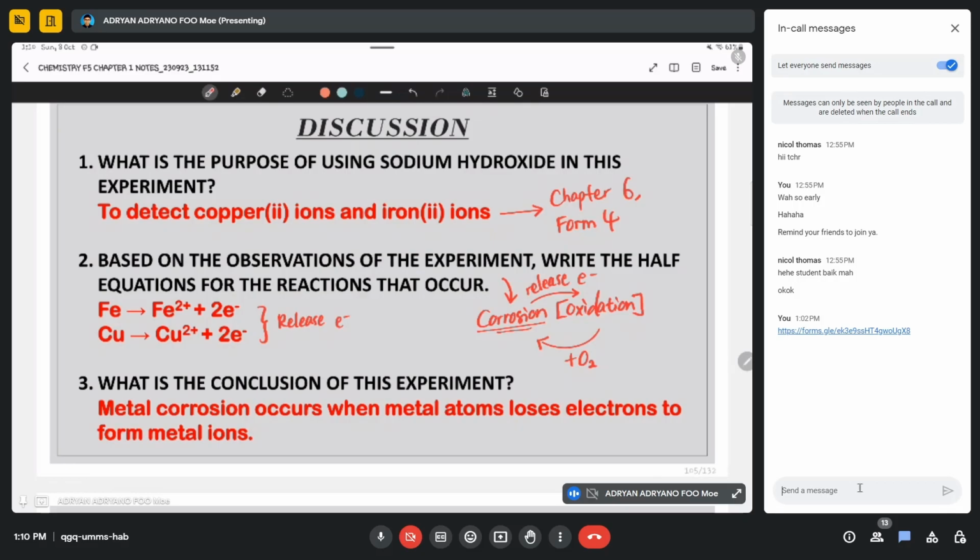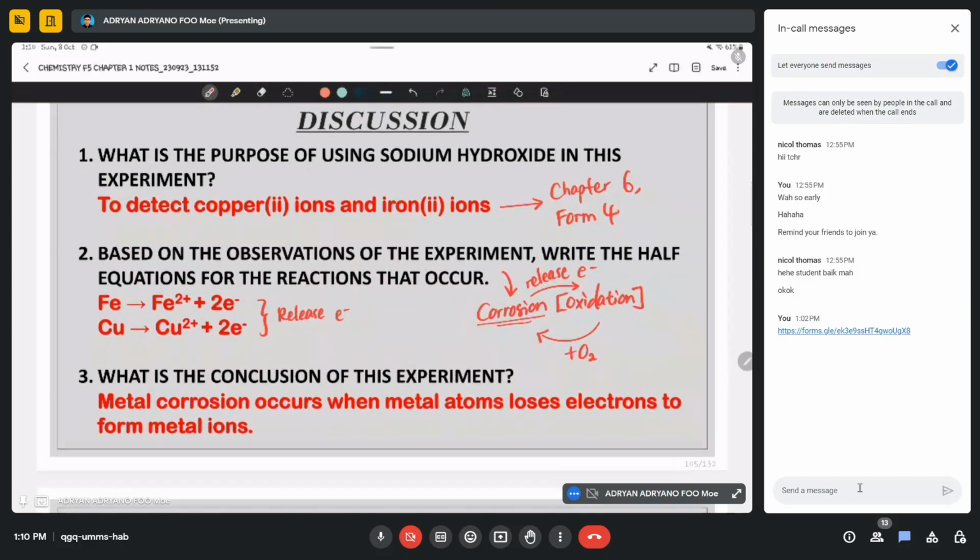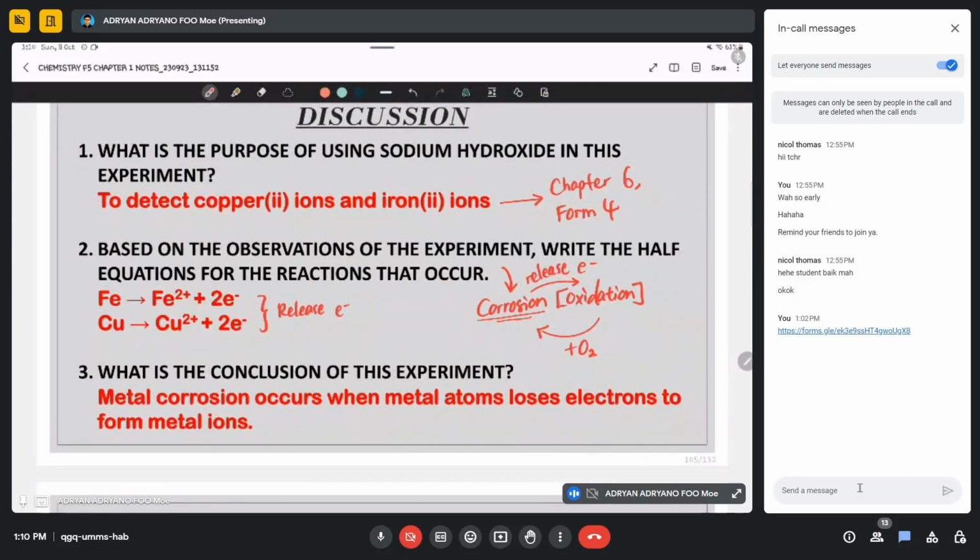This is the concept, 看到吗？I don't have to memorize, I just remember the concept. So what is the conclusion? Metal corrosion occurs when metal atoms lose electrons to form metal ions. This is what is caused by corrosion. Corrosion 它发生就是因为那个 metal 本身它化解成 ions.